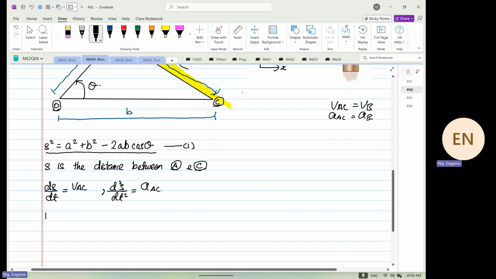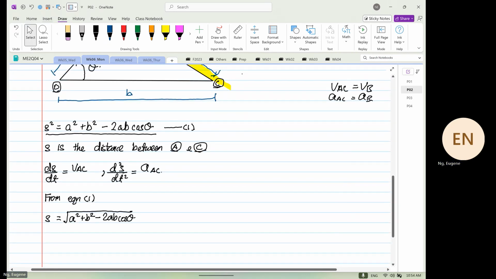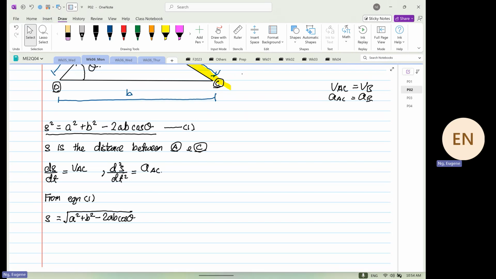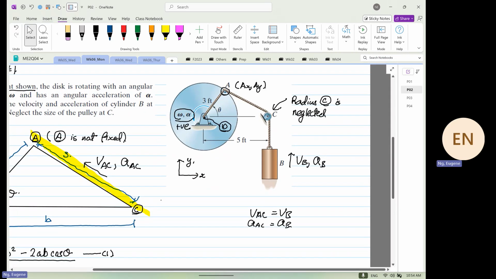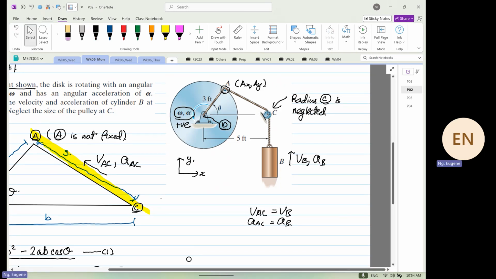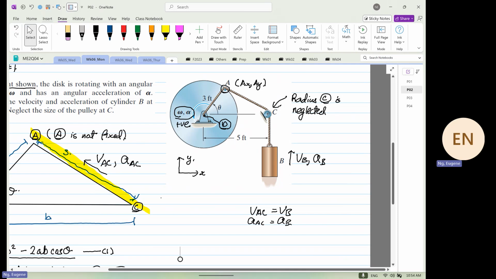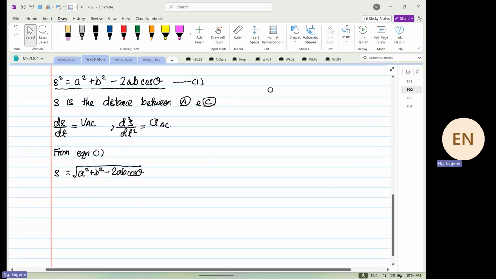Okay, so from equation number 1, this will be S equal to the square root of A squared plus B squared minus 2AB cos theta. Okay. So all we are left to do is put in numbers now. With the figure that we are given, we know that A is equal to 3, B is equal to 5. Okay, so we start putting in numbers.